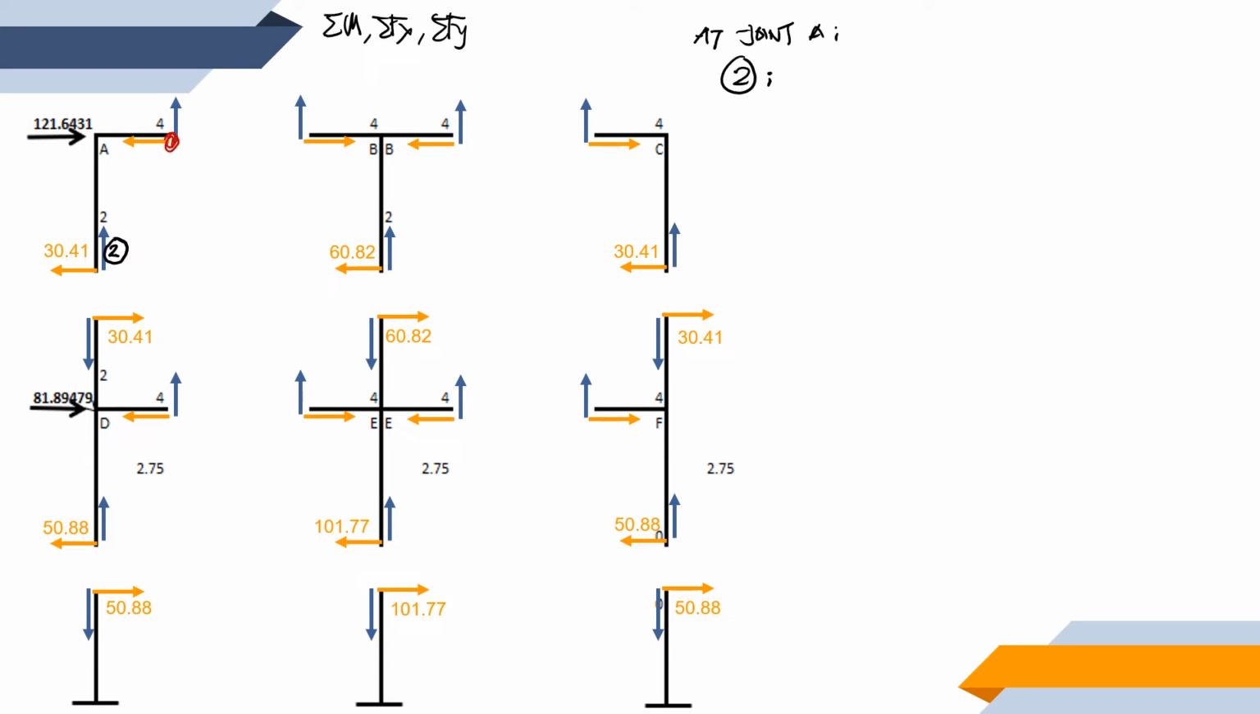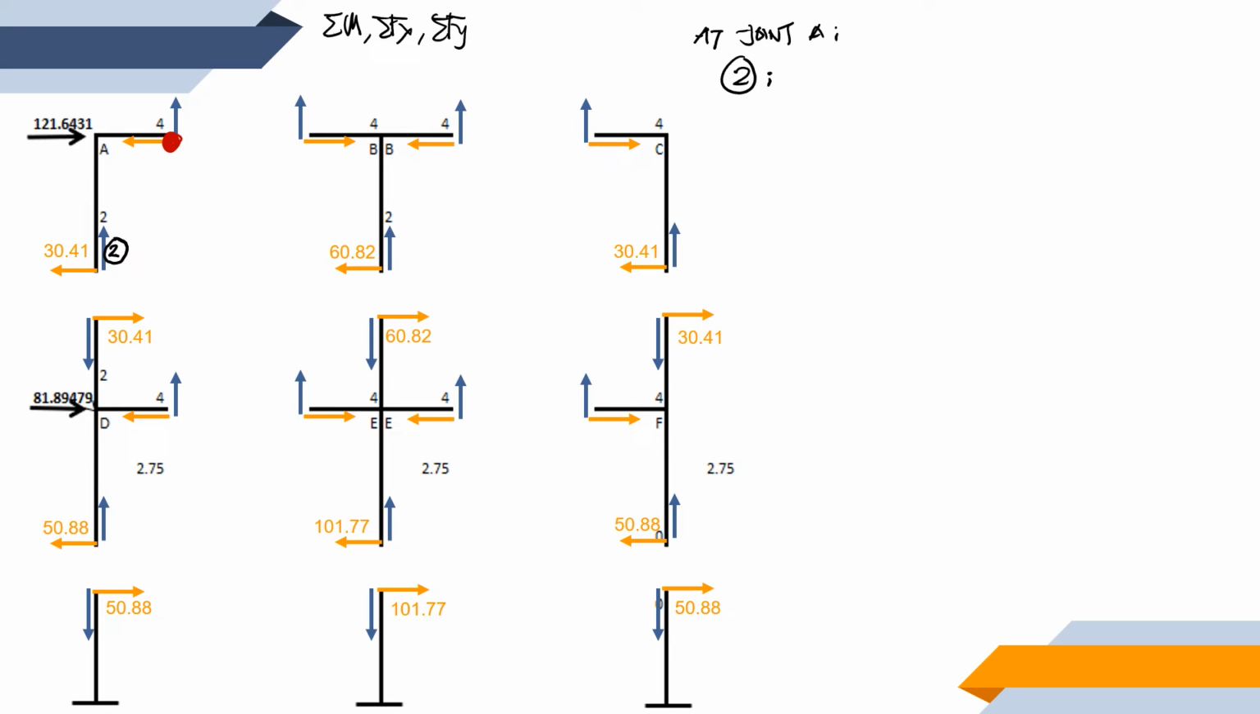Okay, so this is our focus now. We're going to sum up moments here. Since this is the point where we're going to take our moment, these two forces, both the blue and the orange, will have 0 moment arm, meaning their moments become 0. So if we're going to sum up moments at that point in red, what are the forces that are going to create moment at this point?